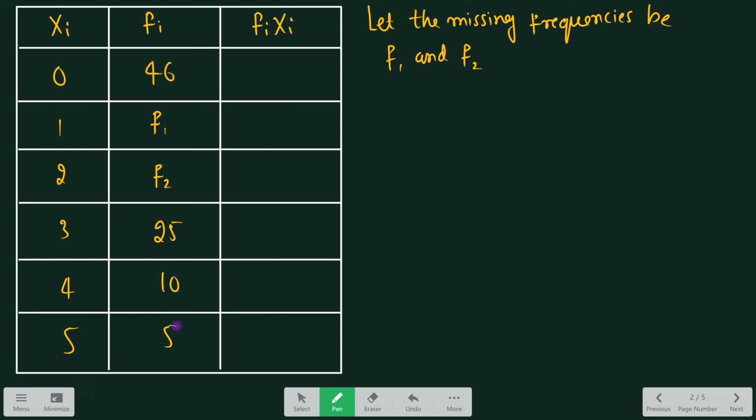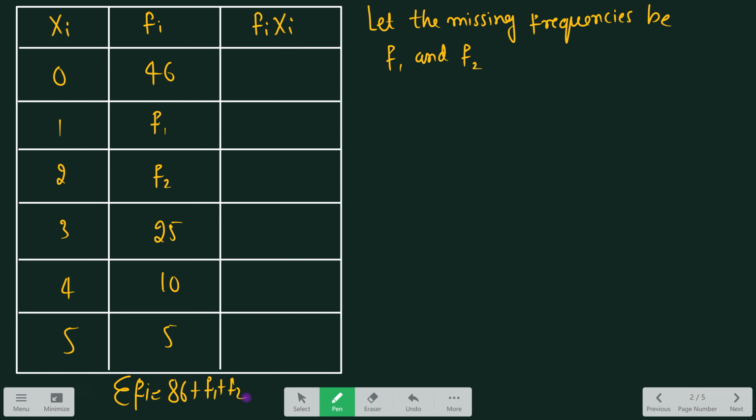Now what we have to find is sigma Fi. Sigma Fi is equal to, you can add: 46 plus 25, 71. 71 plus 10, 81. 81 plus 5, 86. Plus F1 plus F2. We take them as separate, F1 plus F2.